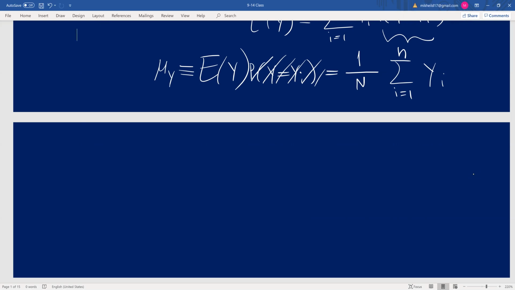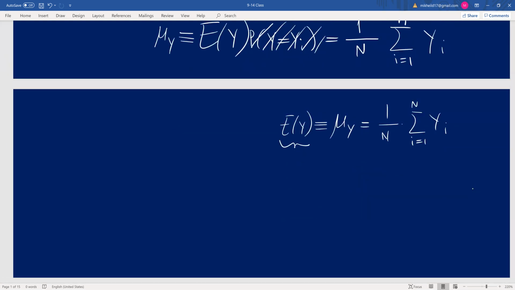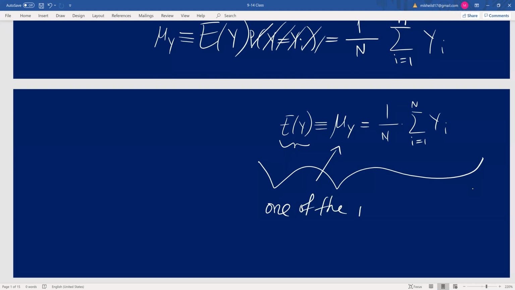So what do we have? We have expectation of y, which we denoted by mu of y. Mu of y is another notation for expectation of y, and that equals 1 over n times the summation of yi, where i changes from 1 to n. Guys, up until now, are you with me? Is anything unclear? Okay. But this whole thing, that mu of y, is what? Expectation of y. Yeah, but it's one of the what? One of the population parameters.